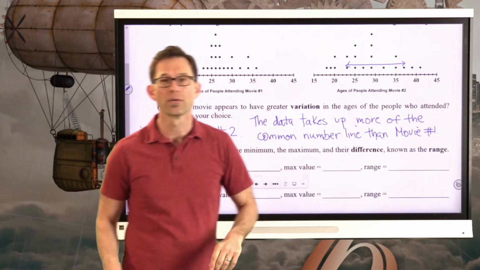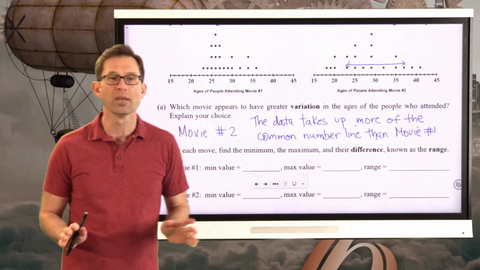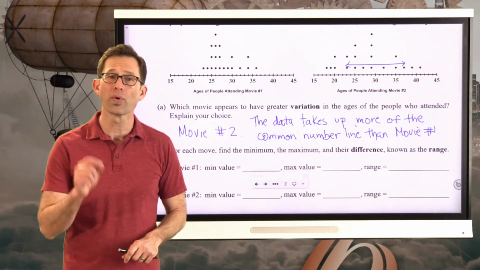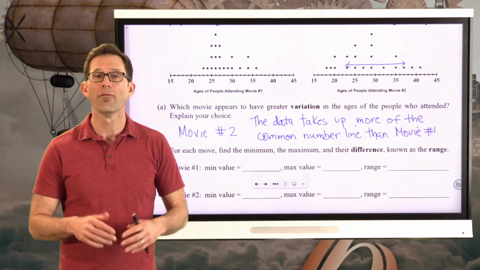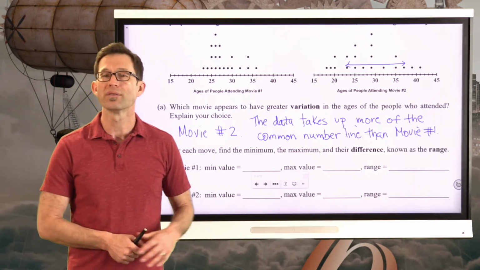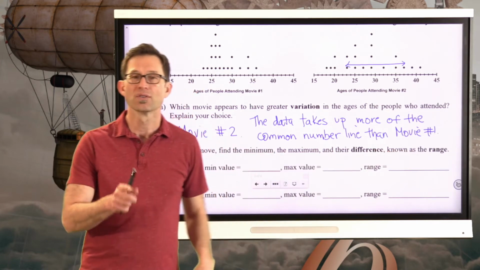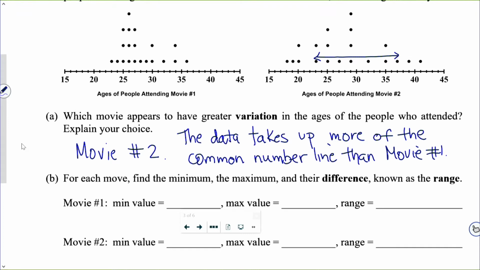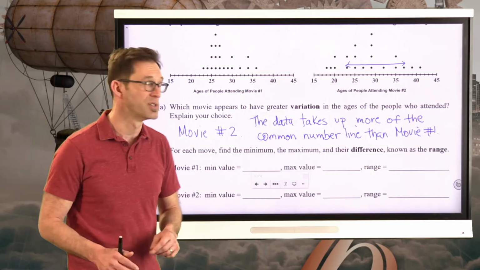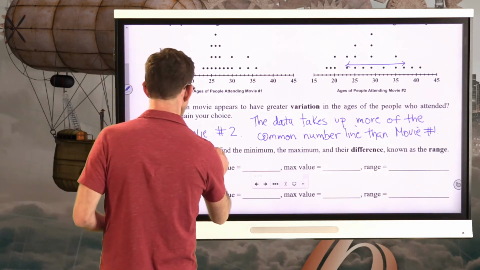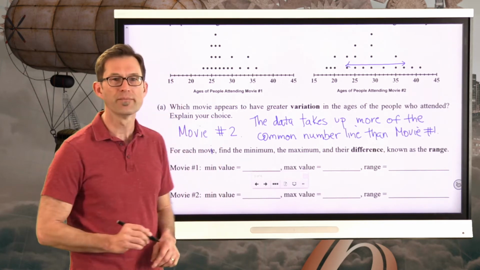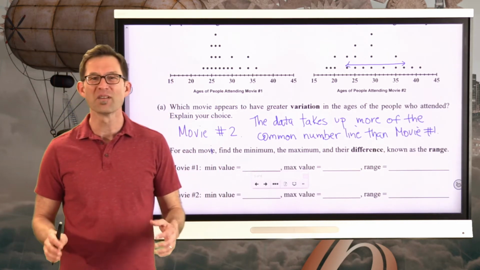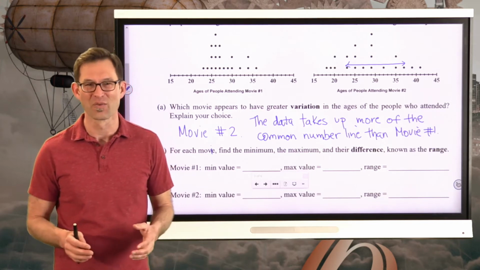Right? This brings us into a very important and a pretty easy measure of variation within a data set, what's known as the range. So let's talk about that in B. For each movie, find the minimum, the maximum, and their difference, known as the range. It's really for each movie. For each movie, find the minimum, the maximum, and their difference, known as the range, right?